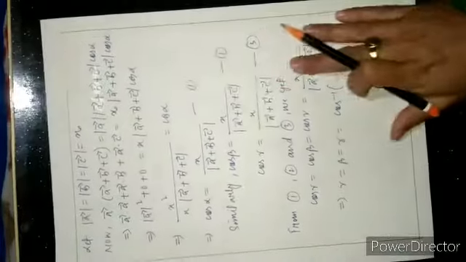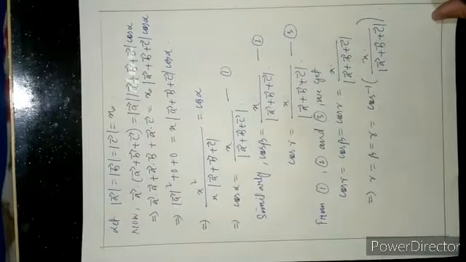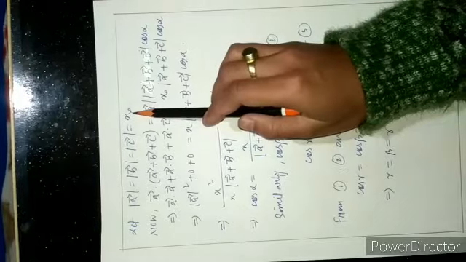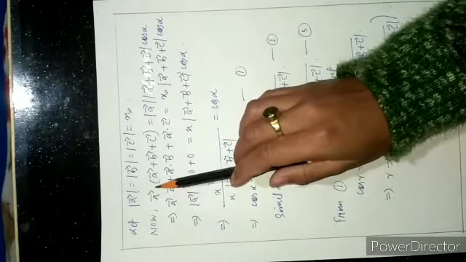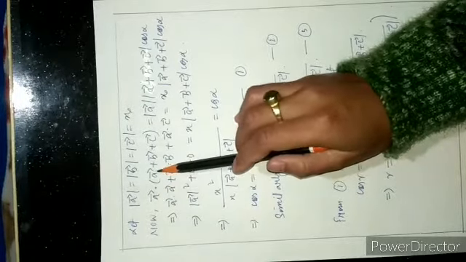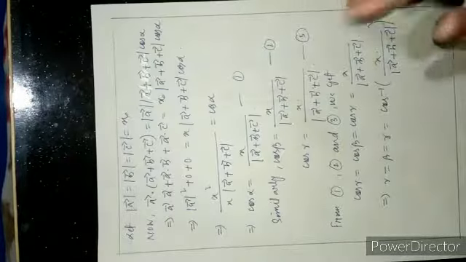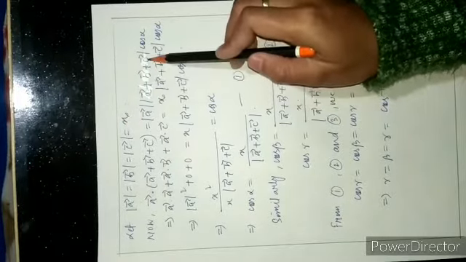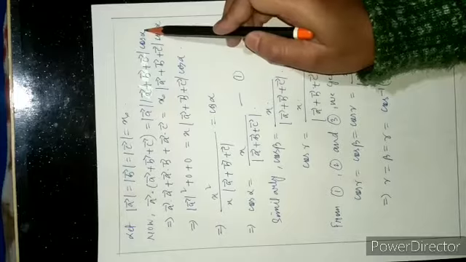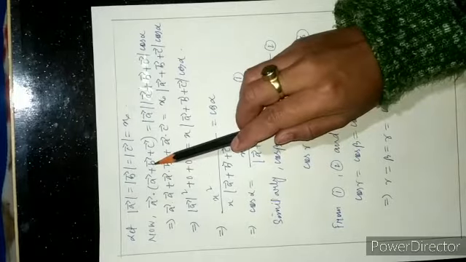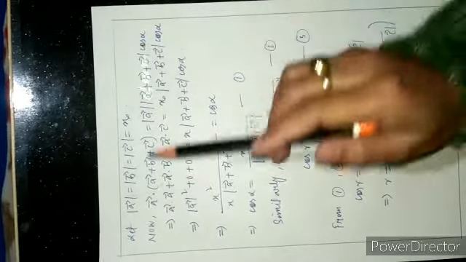Question number 14. The vectors A, B, C have equal magnitude. Let magnitude of A, magnitude of B and magnitude of C be equal to x. Now take the dot product of A vector with the sum of three vectors A vector, B vector and C vector. The dot product formula is magnitude of A into magnitude of the sum of the three vectors, multiplied by cos alpha, where alpha is the angle between A vector and A vector plus B vector plus C vector.